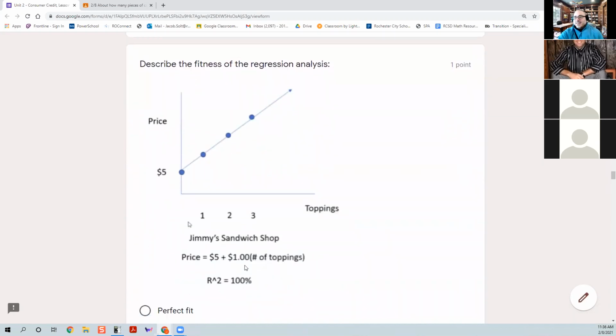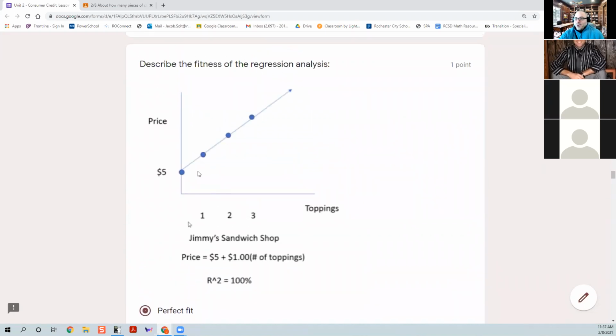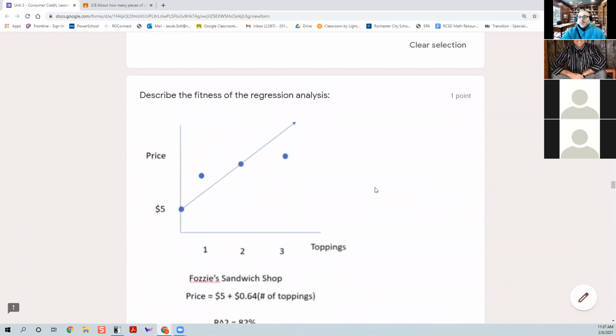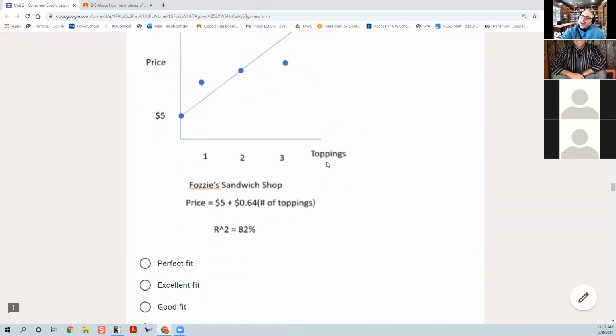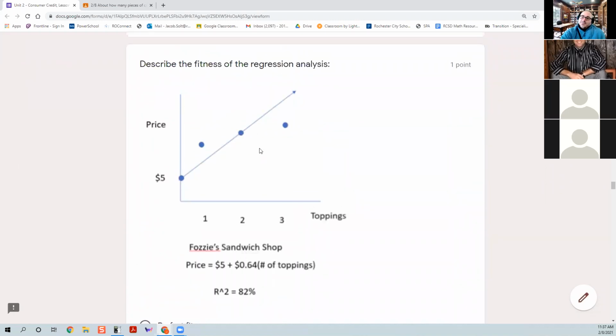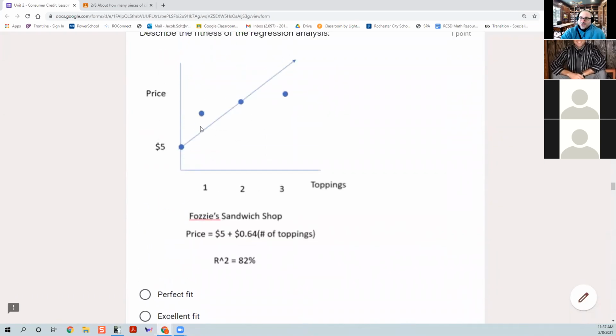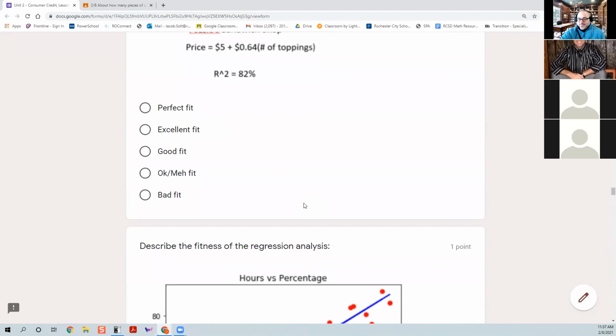So tell me, looking at the fitness of this regression analysis, what's the fitness? Is it a perfect fit? Yeah, it's near perfect, right? I'd say perfect to excellent. The line is right on those dots. What about this one here? I wouldn't yet call this one bad. I would say okay, meh to good. It goes through two of the dots, but I have a residual for 2 of them as well. So I would say this is good to meh. If those 2 dots weren't on the line, we could start calling this a bad fit.